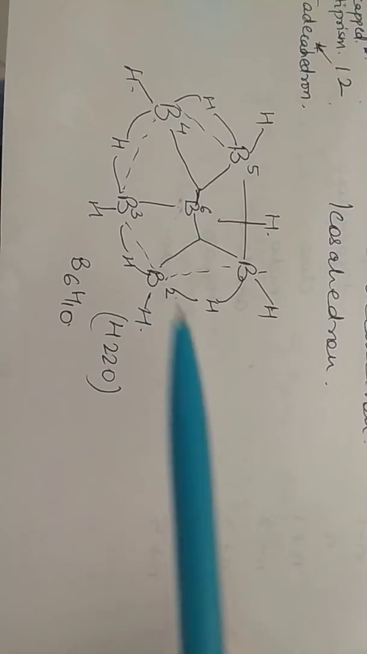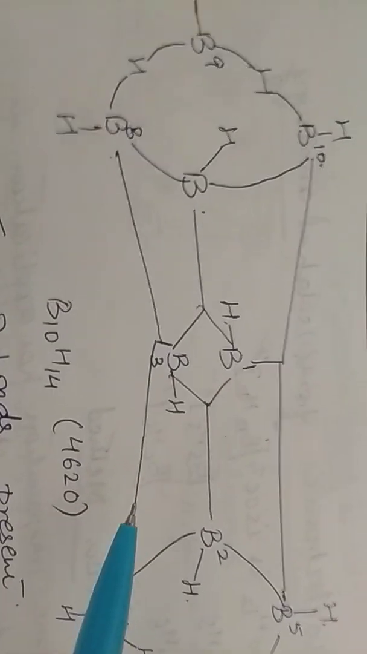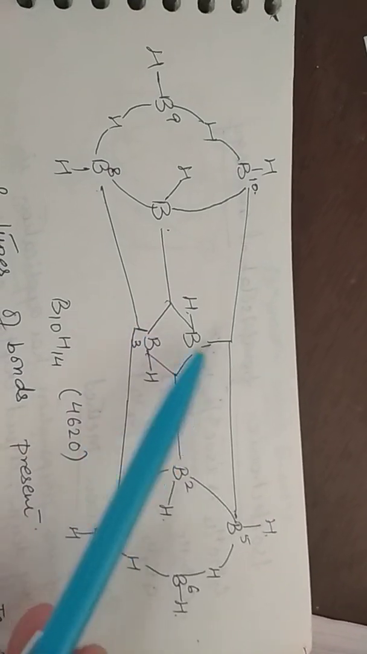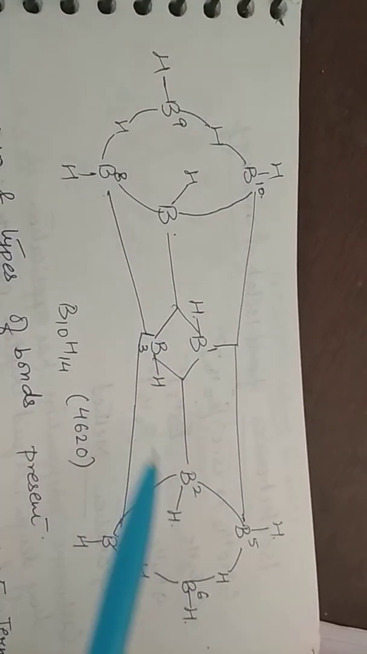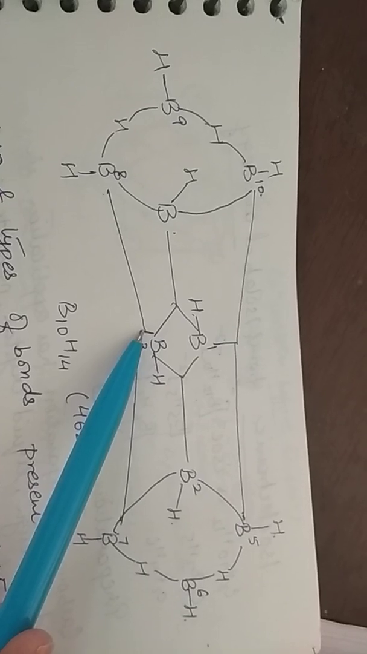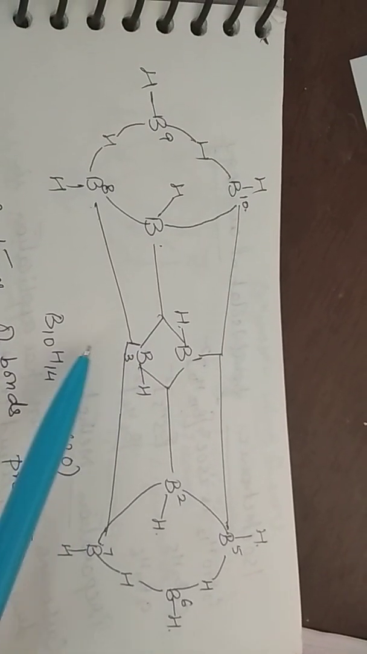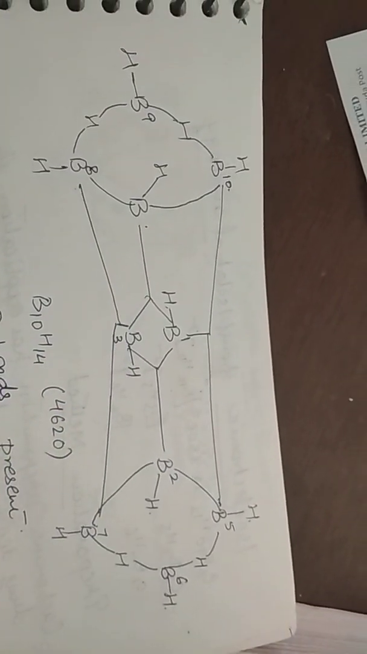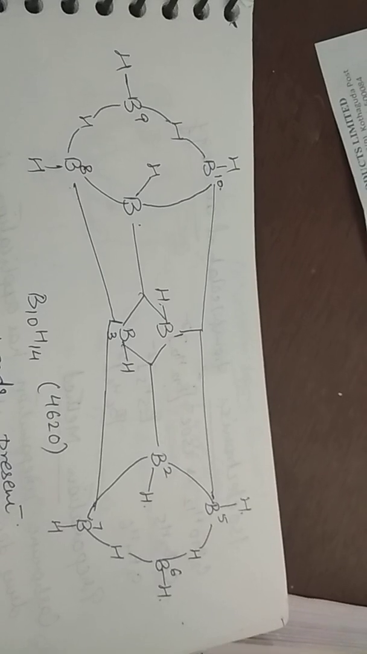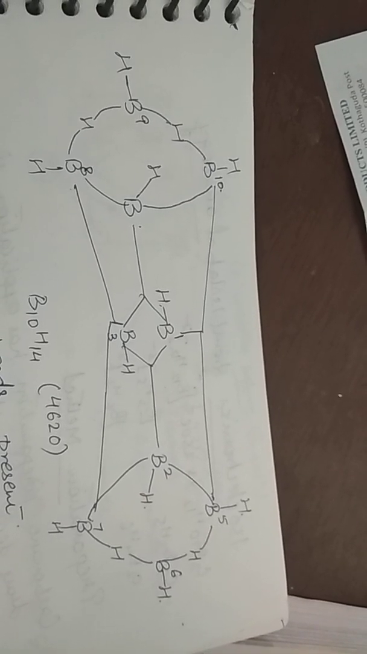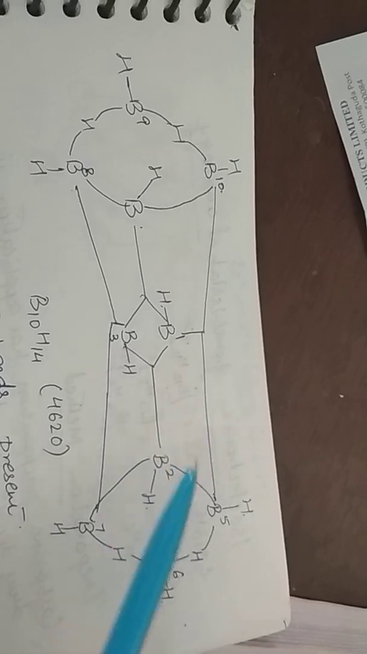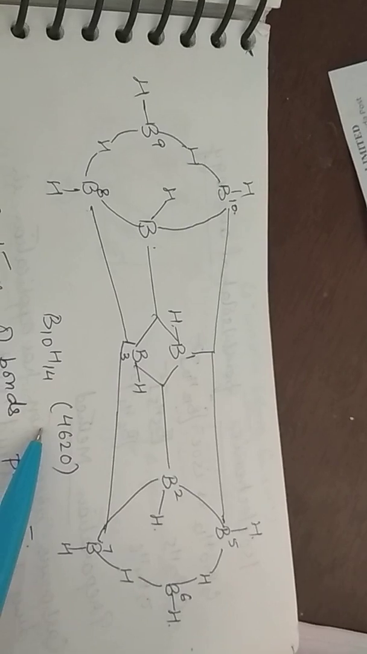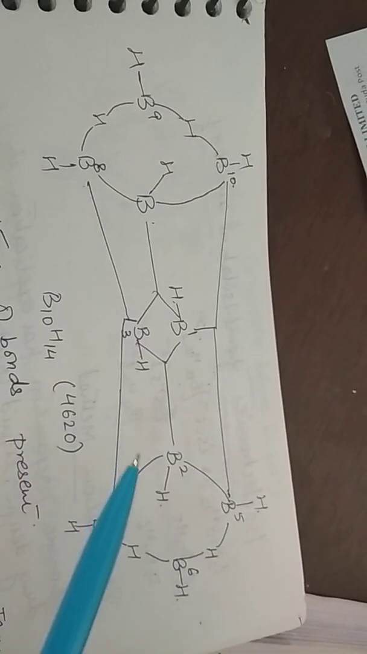Let's just see the other structure as well. This is one more structure, that is B10H14, which you can see here: B1, 2, then 3, and then this is the bonding between, that is a BHB bond. Here also a BHB bond is there, right? This is 4 and then 5, 6, 7, 8, 9, 10. Okay, so this is B10H14. Like this you can draw other structures also.